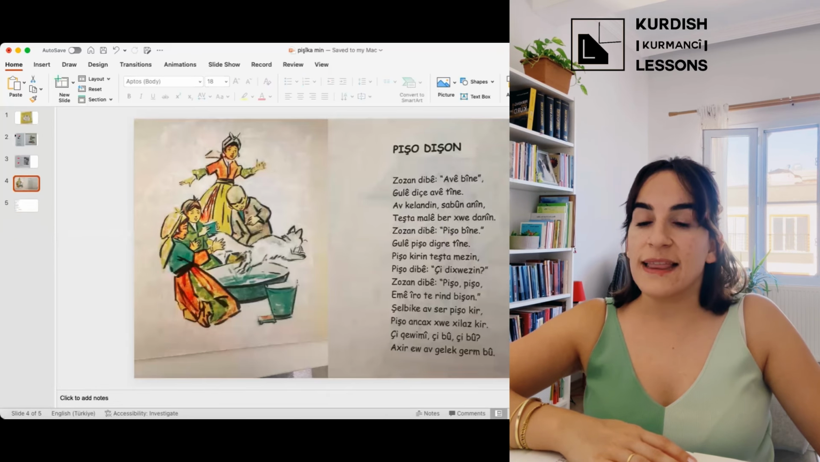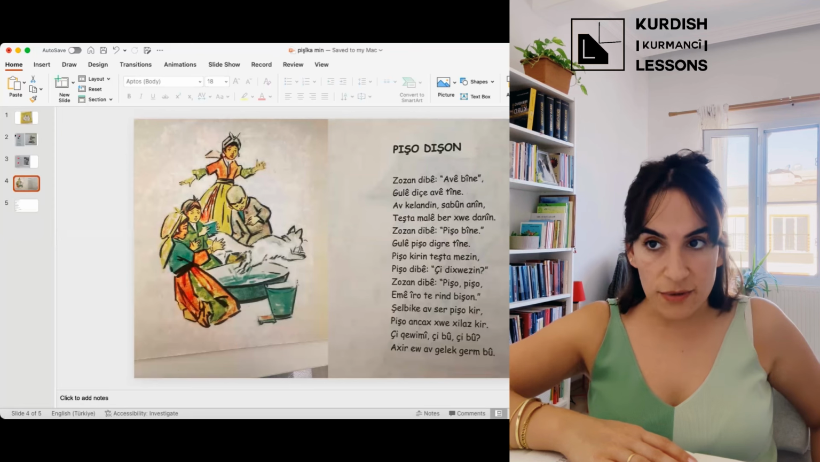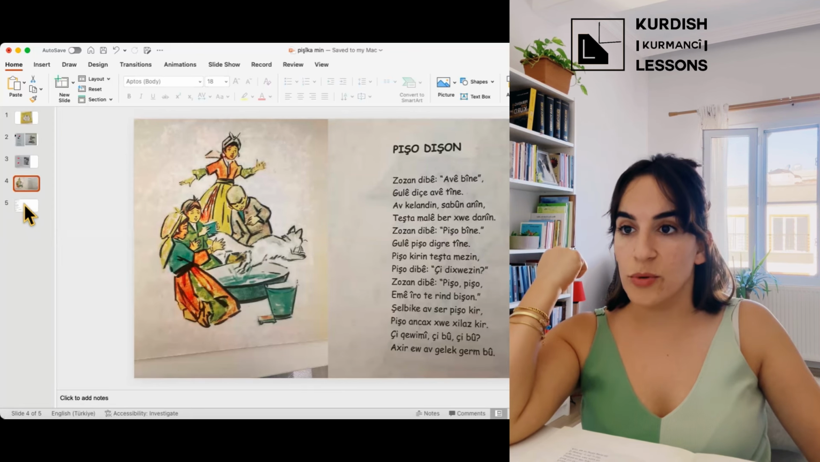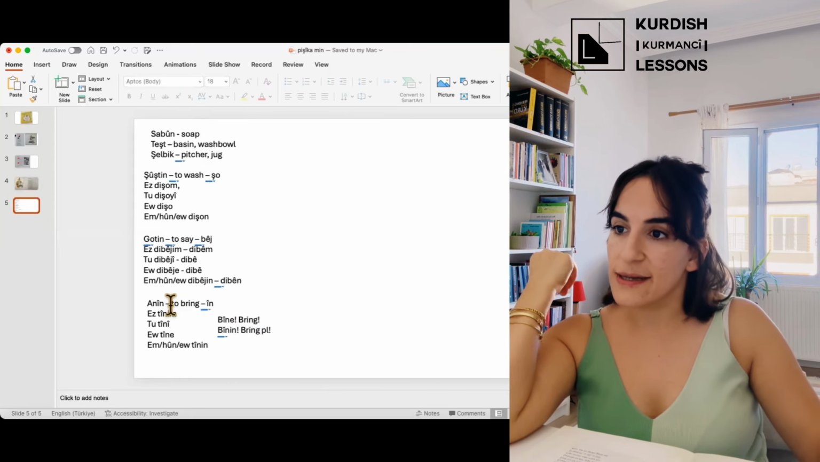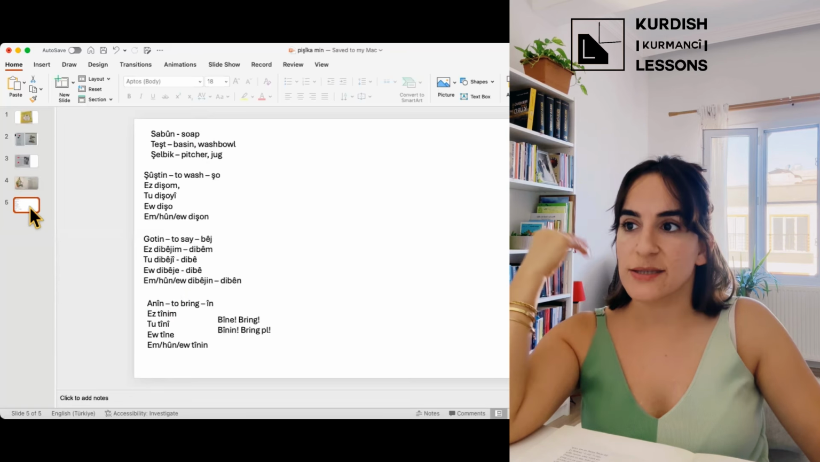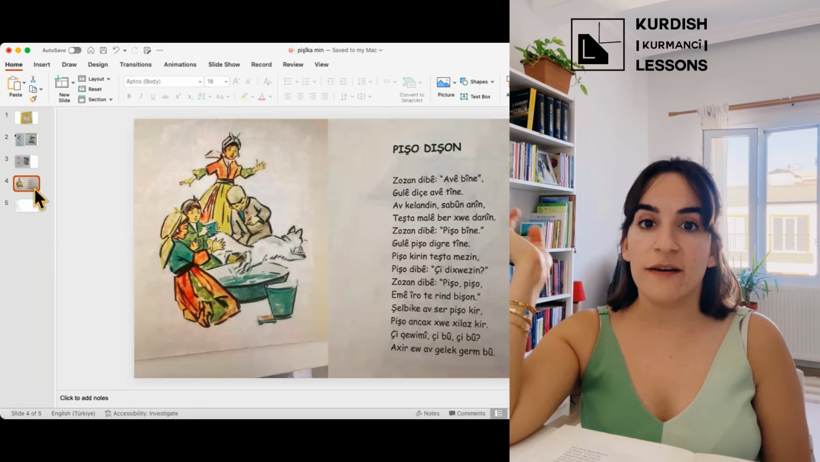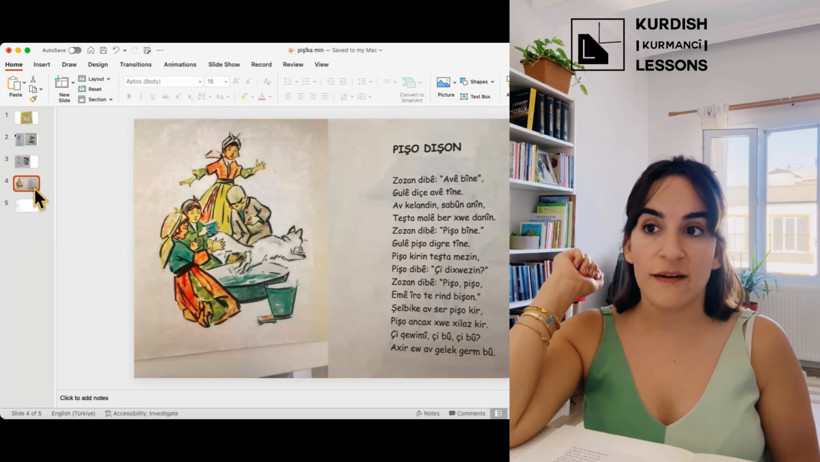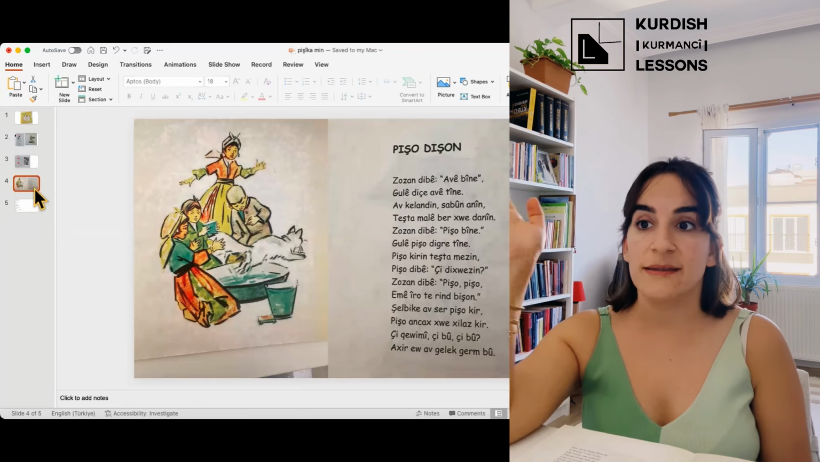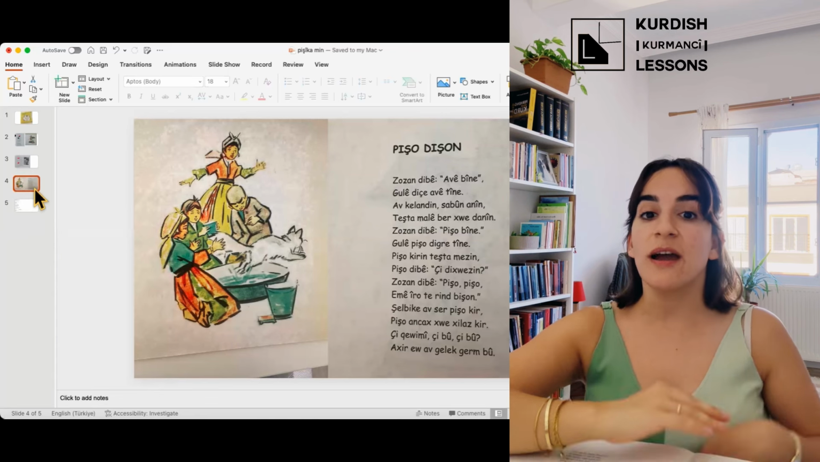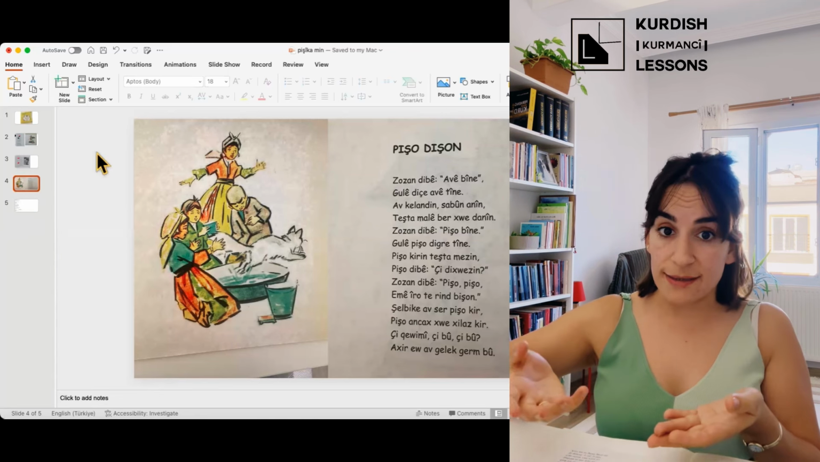So, av kelandan, they boiled water and brought sabun. Okay? Yeah, it's so anin. It's from bring, just the past form. Okay. So, zozan dbe ave bine, gule dche ave tine, av kelandan sabunanin, teshta male berhwadanin.